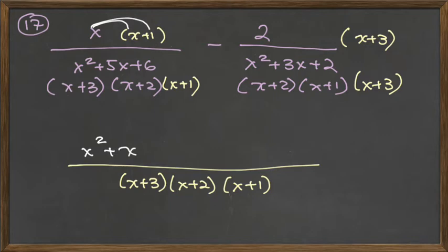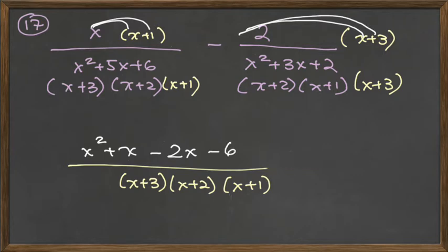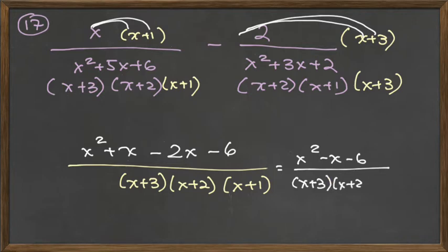Now be careful. You can think about this as a negative 2 times x, which is a minus 2x, and a negative 2 times 3, which is a negative 6. Watch your signs. Combine like terms. x squared minus x minus 6 all over x plus 3, x plus 2, x plus 1.